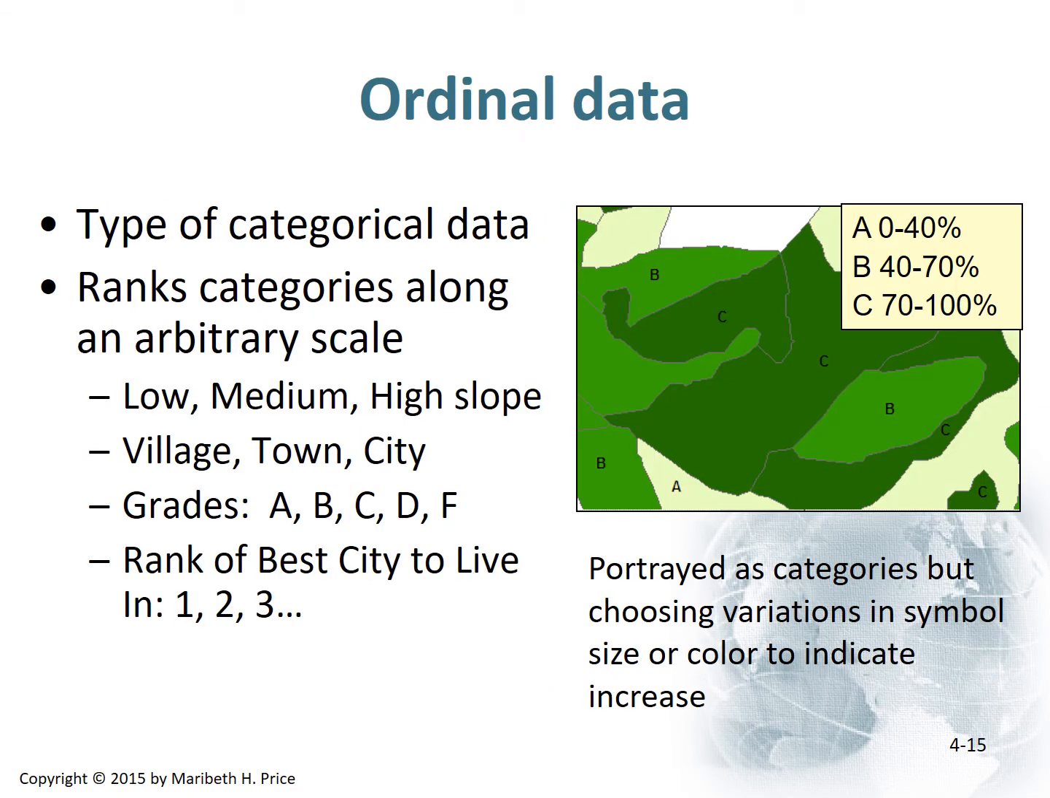Ordinal data is a type of categorical data. It ranks categories along an arbitrary scale like low, medium, or high, village, town, city. In other words, there are distinctions that make sense. Grades, best places to live, etc. Ordinal data can be a little more complicated to wrap your head around.